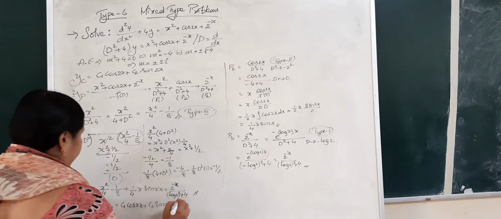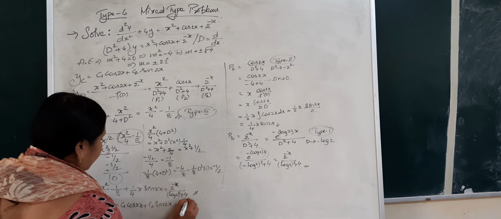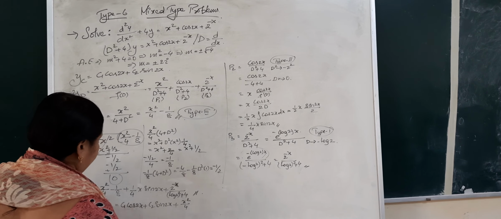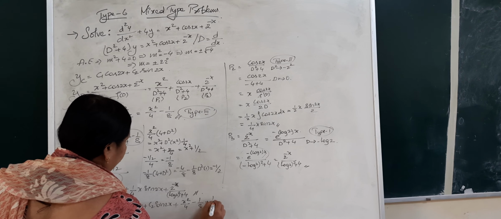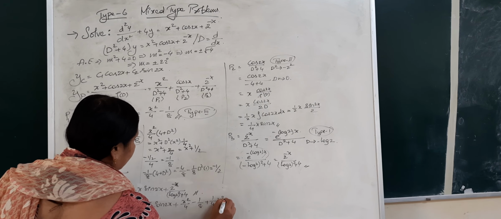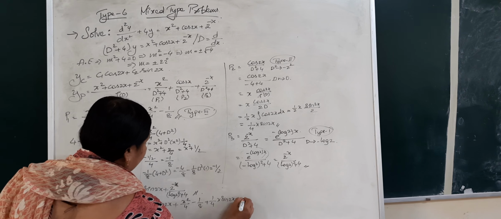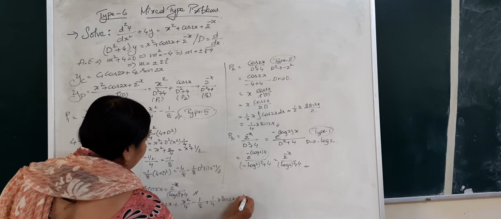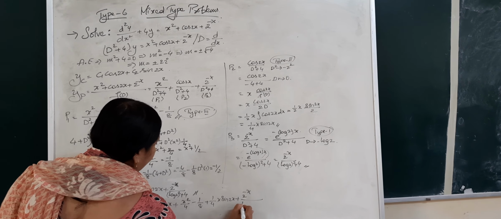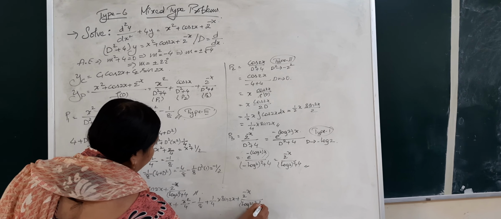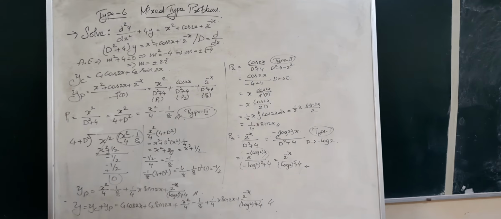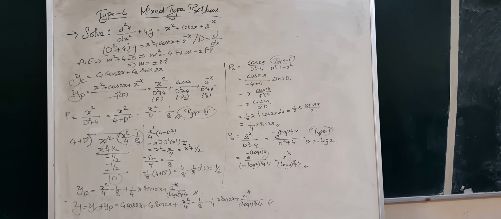So we get x square by 4 minus 1 by 8 plus 1 by 4 x sin 2x plus 2 to the power minus x, the whole divided by log 2 the whole square plus 4. So this is the final solution. Understood guys?